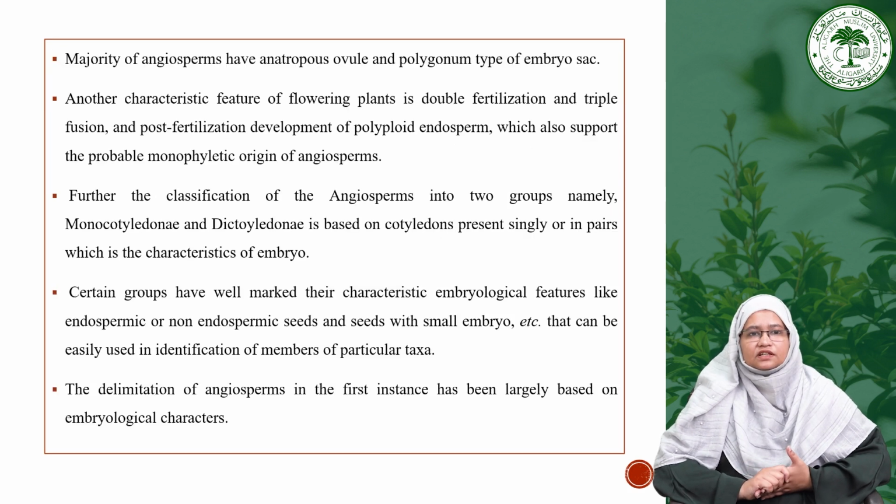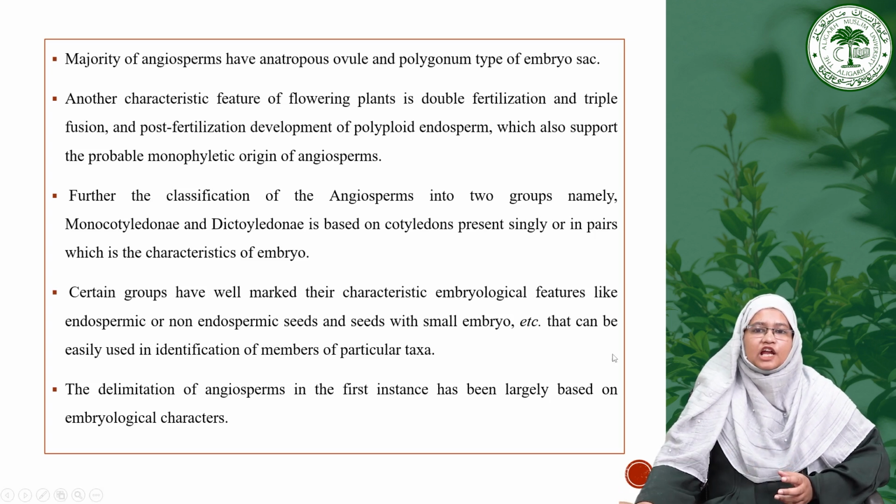So if we see, the majority of angiosperms, as we have seen, generally have an anatropous type of ovules and a polygonum type of embryo sac. This one is the most common in most of the angiosperms. Then another characteristic feature of the flowering plants is double fertilization and triple fusion and post-fertilization development of a polyploid endosperm, which supports the probable monophyletic origin of angiosperms.